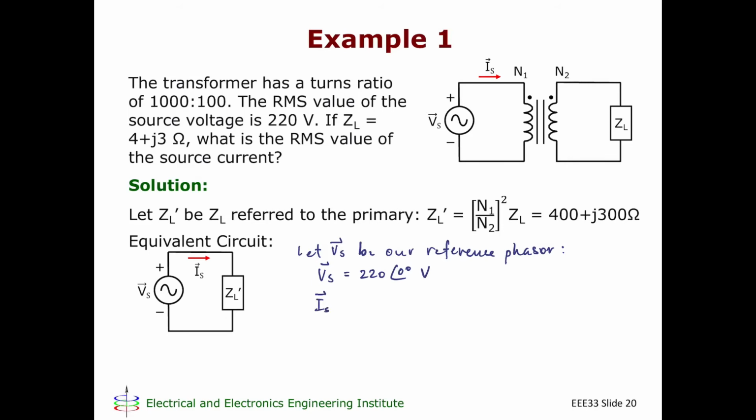The phasor I of S is just V of S over ZL prime. So this is equal to 220 at an angle 0 degrees divided by 400 plus J300, which will give me, from my calculator, 0.44 at an angle of minus 36.87 degrees amperes.